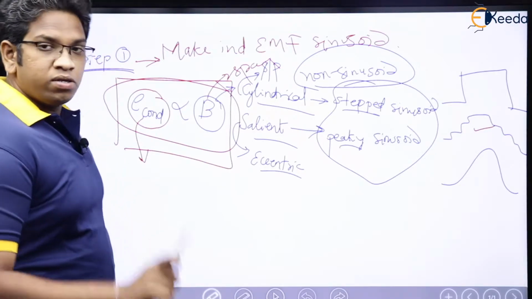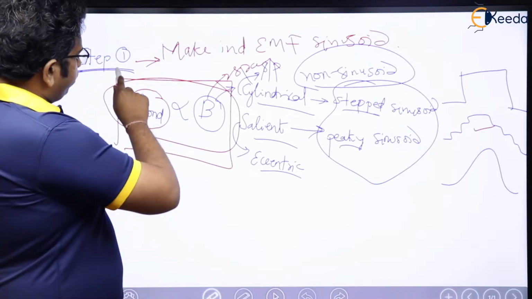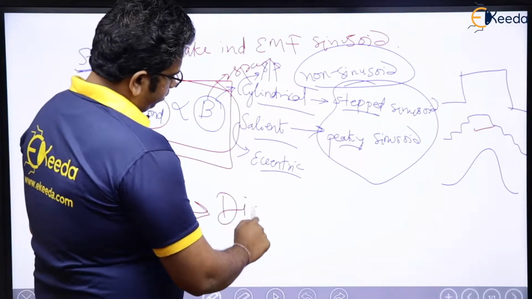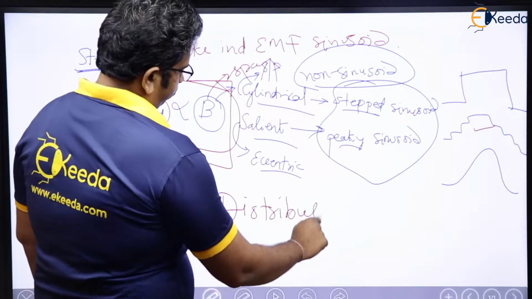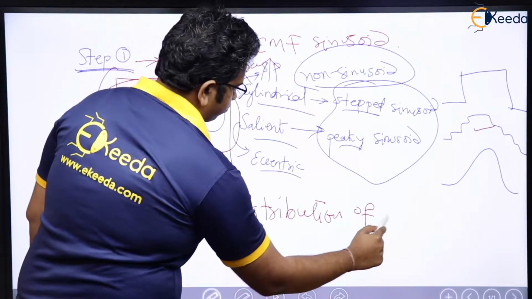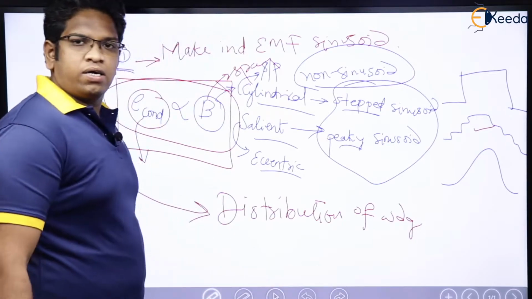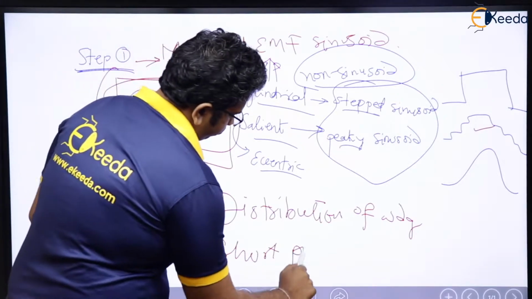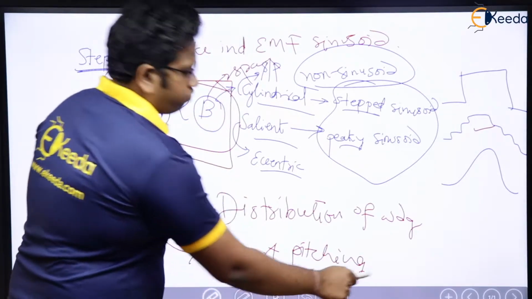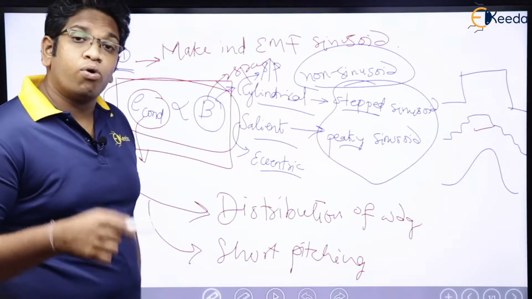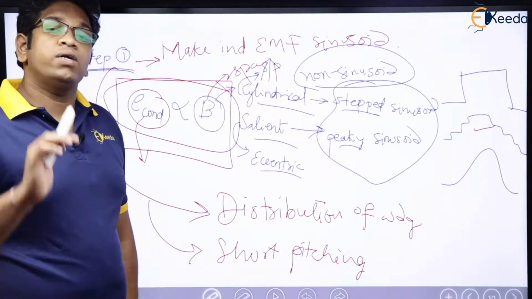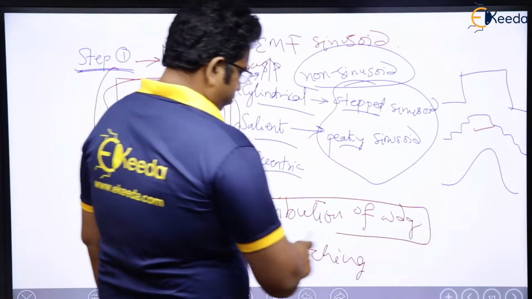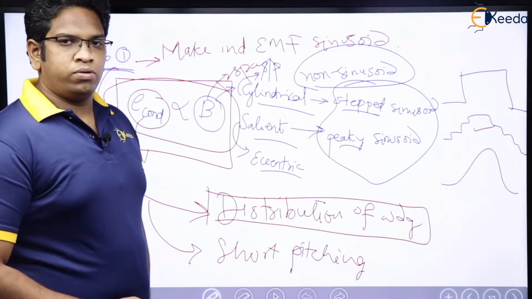Already we know. But what is important for us now is that we will be doing two things in step 2. Number 1 is distribution of winding. And another thing which we are going to do is short pitching. Why? In order to make induced EMF more sinusoid. I am not saying exactly sinusoid, but more sinusoid we can make. Let us talk about distribution of winding first, and then we will speak about short pitching.